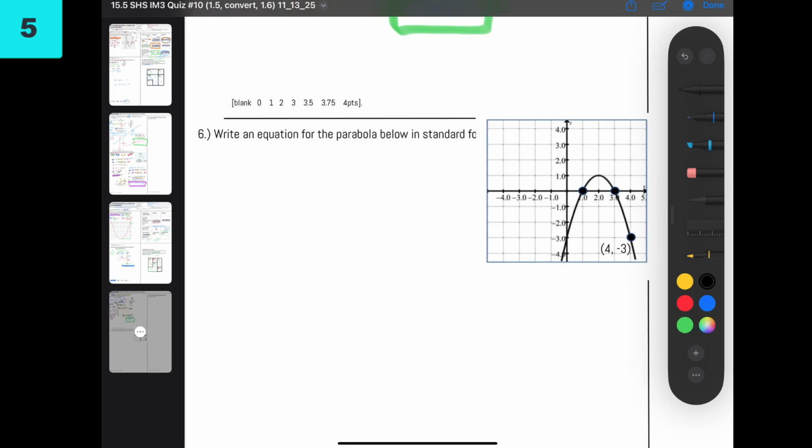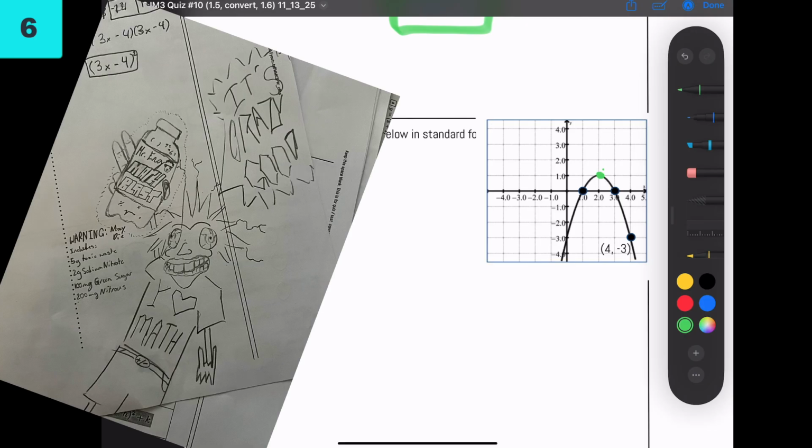Write an equation of the parabola in standard form. You'll notice that you have a couple of points. Now, some students tried to use vertex form for the green. So yeah, you could have done that, not wrong. You would have gotten 2, 1, and then you would have to use a times x minus h squared plus k. You could do that, okay.